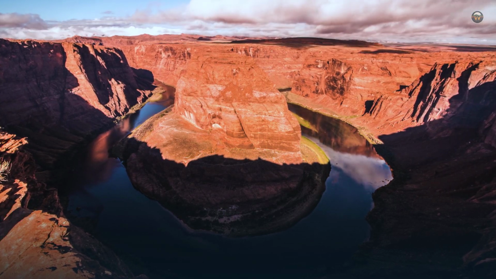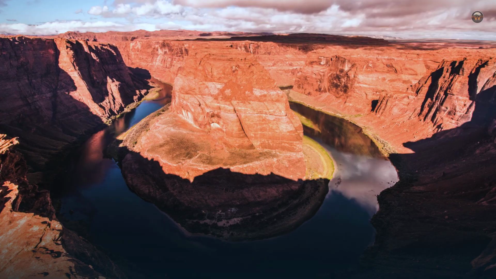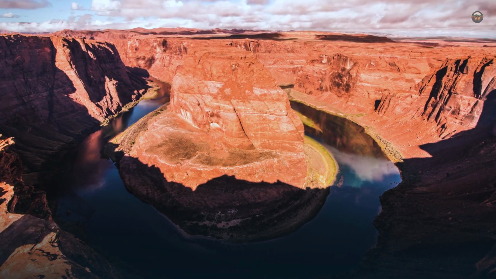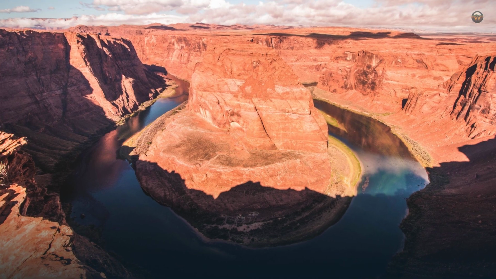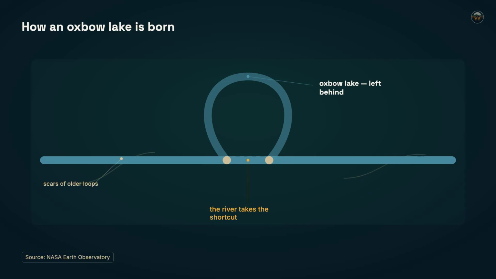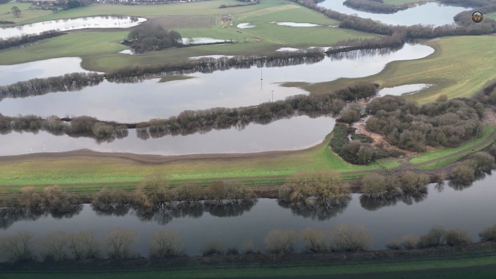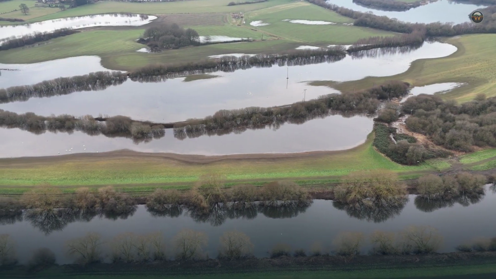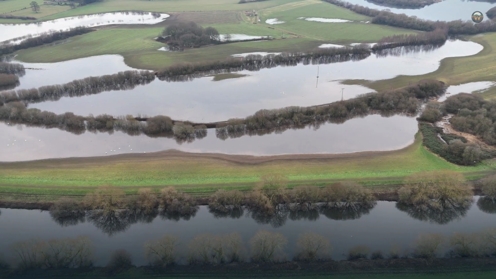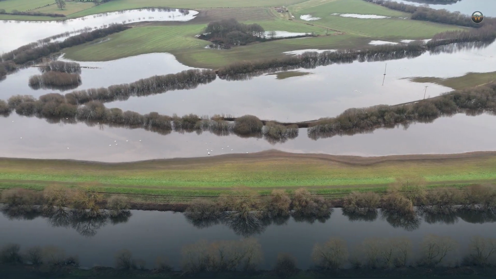Bend by bend, the loops keep growing, swinging wider, their necks pulling tighter, until two parts of the river almost touch. And then, usually in a single flood, the water gives up the long way around and punches straight across the neck. The loop is abandoned in an instant, sealed off at both ends, left behind as a lonely, curved lake. An oxbow. Fly over a great river's floodplain and you'll see them everywhere. Crescent lakes and the faint scars of older ones, the ghosts of loops the river has already outgrown. A map of every path it used to take.